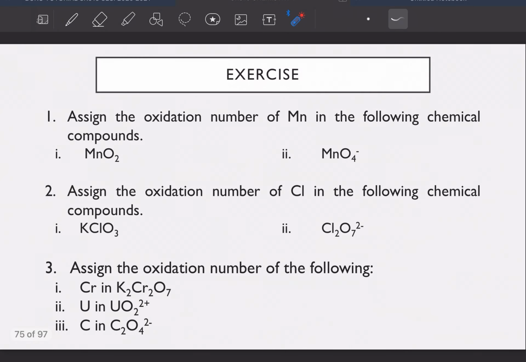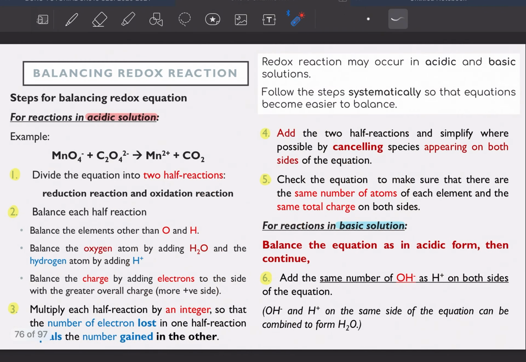Okay, so do these exercises for your practices. Okay, so kalau ada masalah boleh tanya saya. And now we will go into balancing our redox reaction. Okay, continue to part 2.